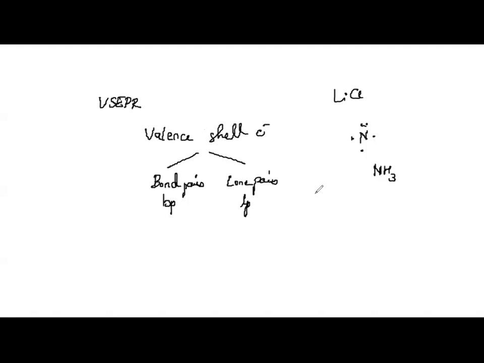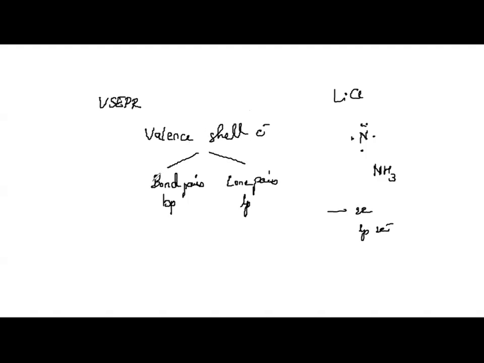Repulsion. When we speak about bond pairs or lone pairs, bond pairs means there will be 2 electrons involved in one bond. Lone pairs means one lone pair has 2 electrons involved. So electrons, finally, are all negatively charged, right? So there will be repulsion amongst the like charges. This repulsion will result in the geometry of the molecule.